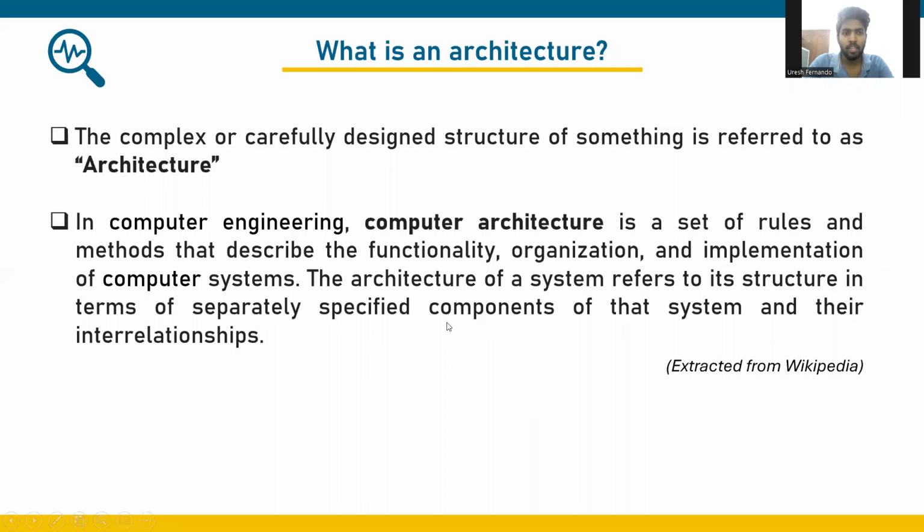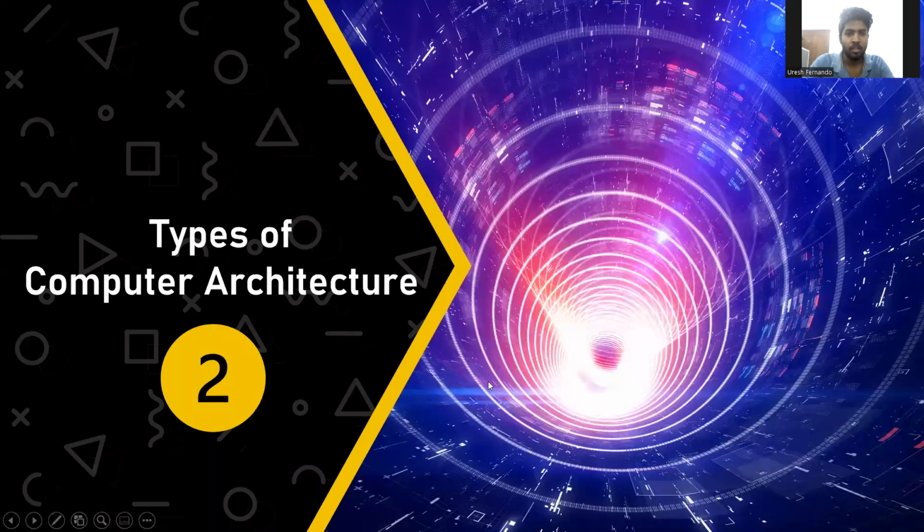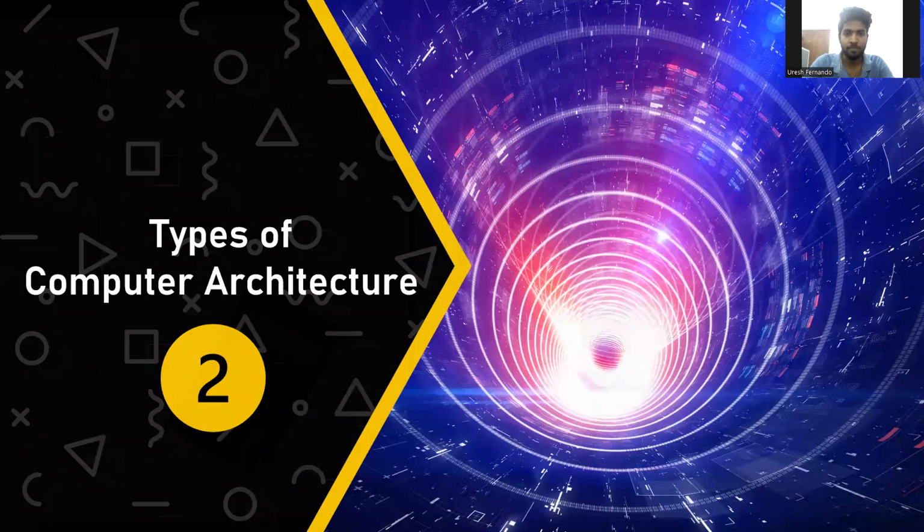So the complex or carefully designed structure of something is referred to as architecture. In computer engineering, computer architecture is a set of rules and methods that describe the functionality, organization, and implementation of computer systems. The architecture of a system refers to a structure in terms of separately specified components of that system and their relationships. So next, I will explain my second topic, which is the types of computer architectures.